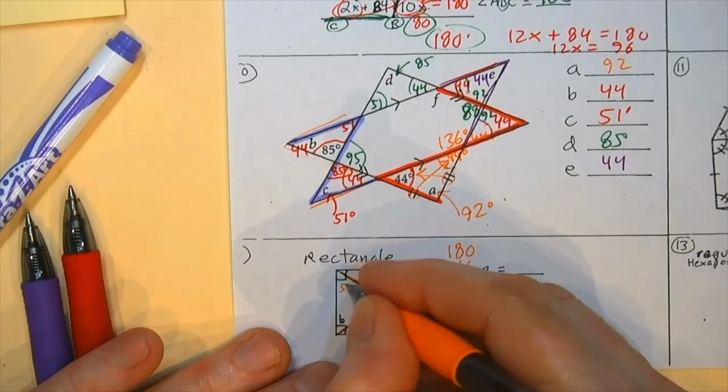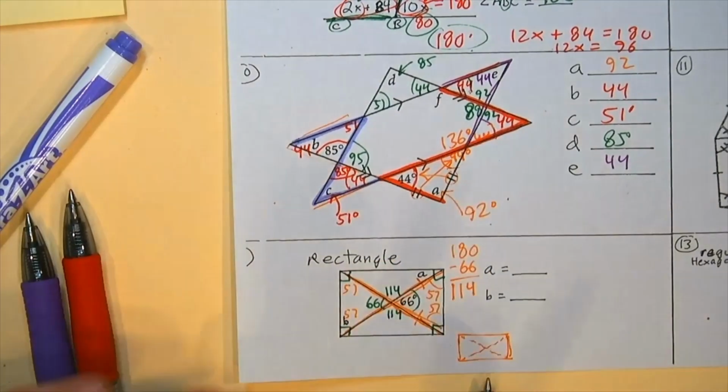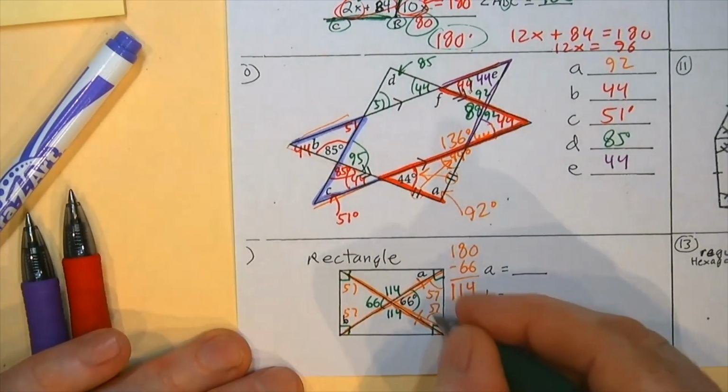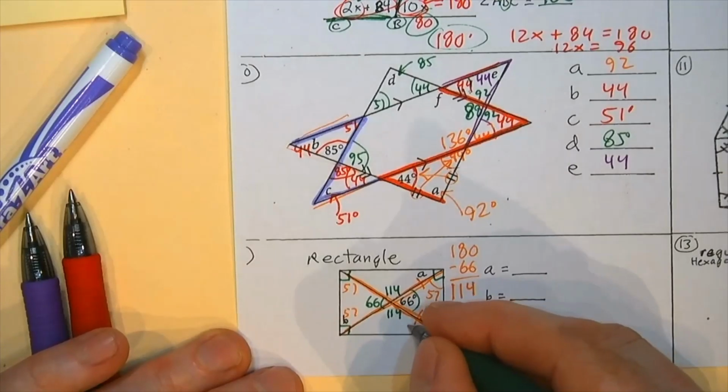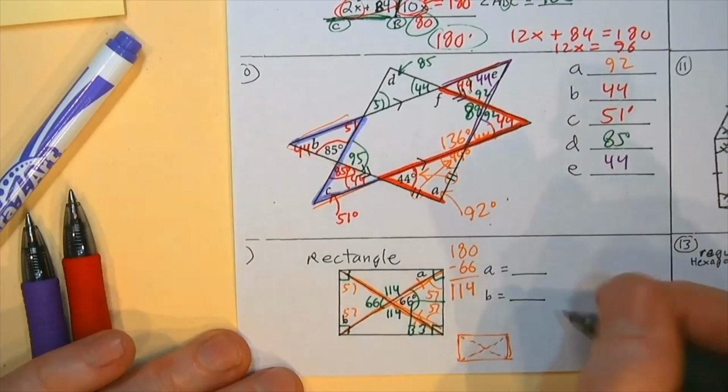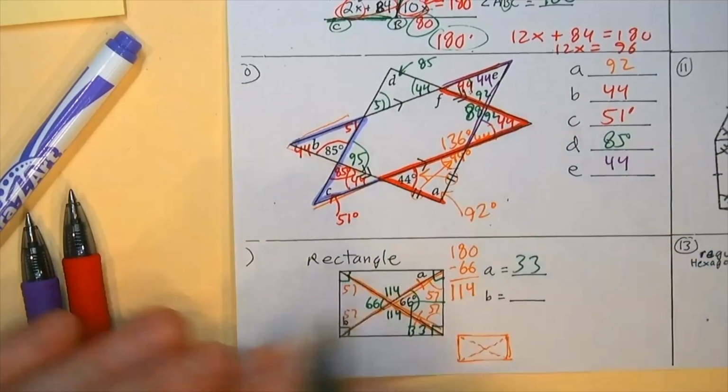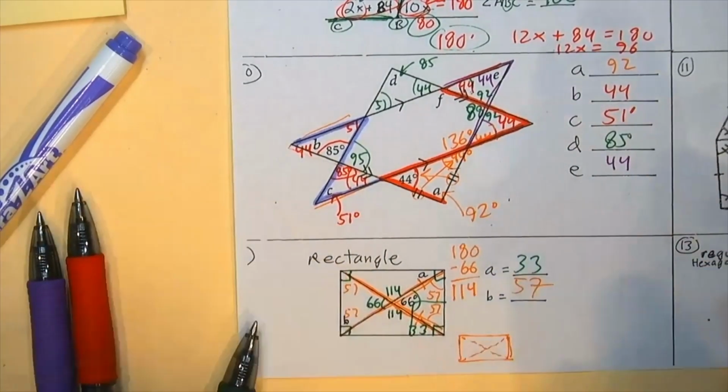And then from there, this is identical over here. And then now I was able to say, hey, this is a corner. 57 plus 33. This is a corner. And that's how I figured in the missing pieces, 33 and 57.